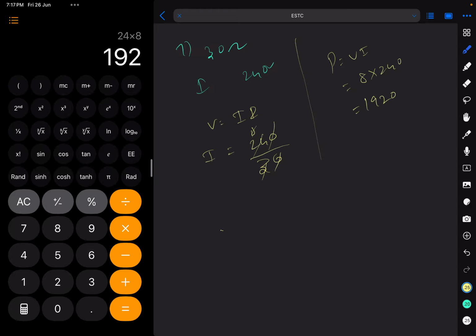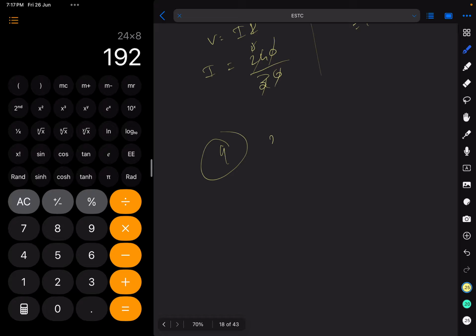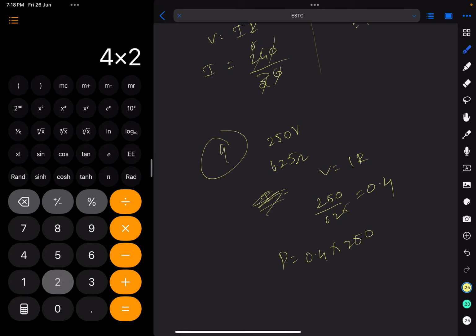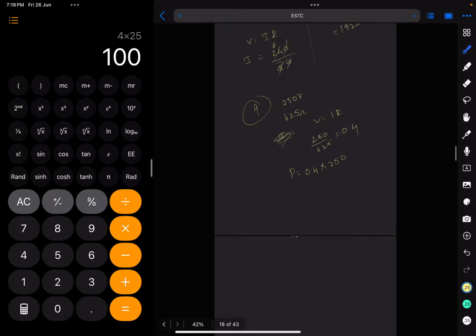Okay, ninth question. 250 volt, 625 ohms. They are asking current. 0.4, right? Okay. Next they are asking power. 0.4 into 250. 100. How silly I'm calculating.